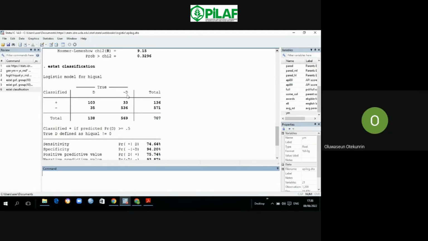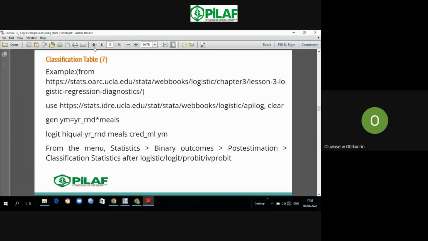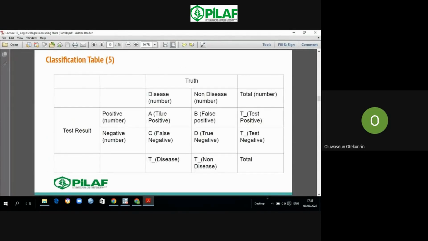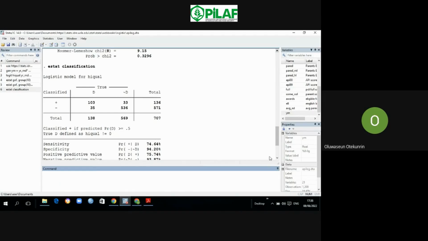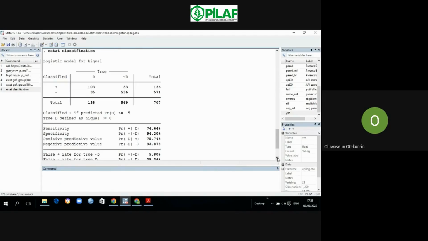I want you to relate this particular table to the other one that I used for illustration, where we had cells A, B, C, and D. So now we want to interpret. If you look at this now, you will see that they said sensitivity: probability positive, given that it is of high quality. That D means high quality because it's from 1. So what is sensitivity? That is the next question.